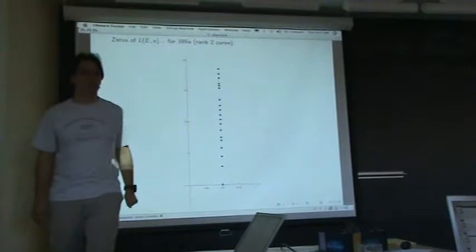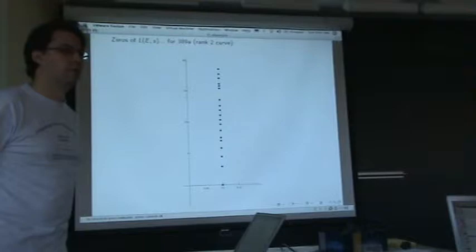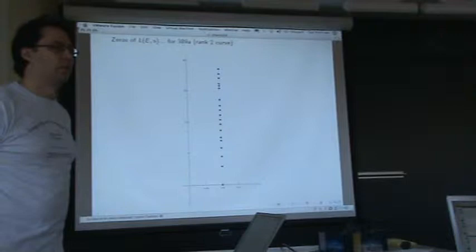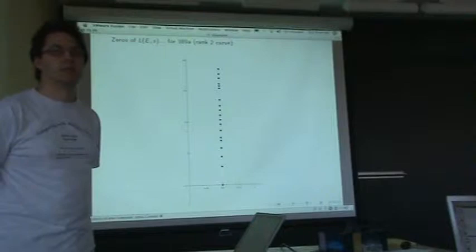Can you check the x-coordinate, the real part? Yeah, it does. It will give a big bleep if it's not on the line. The zero should have been at real part 1/2. Oh, sorry.